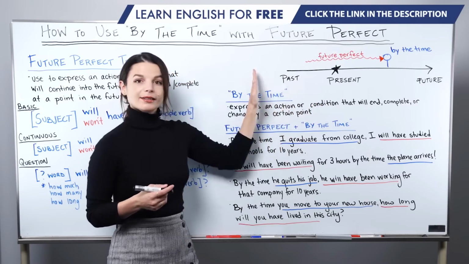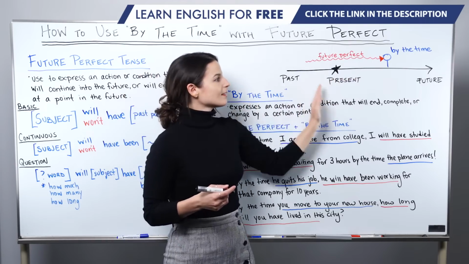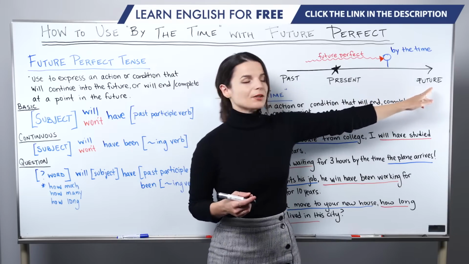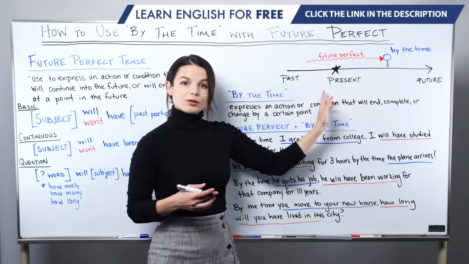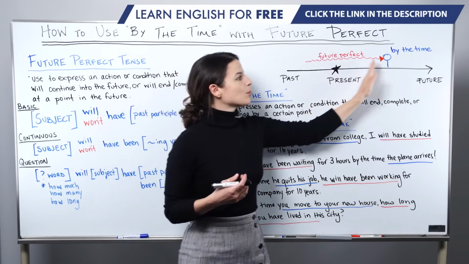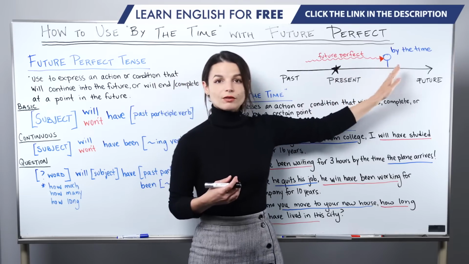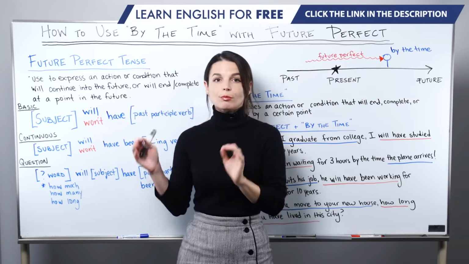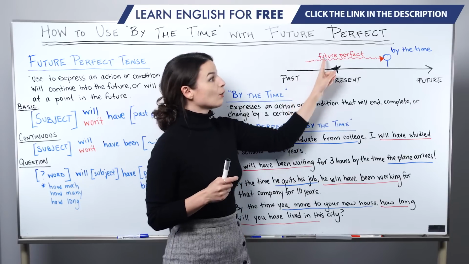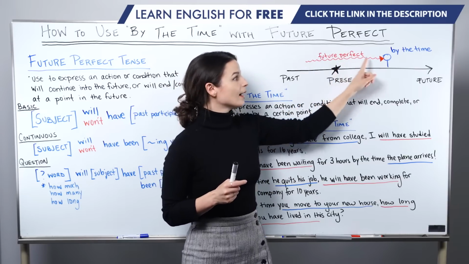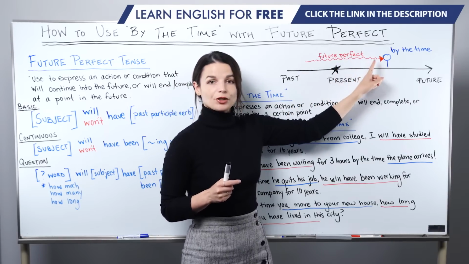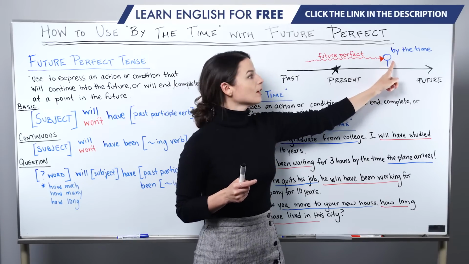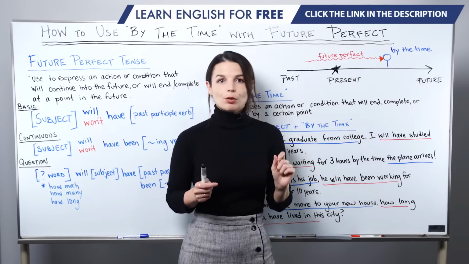So we have the past here, present is here, this star, and the future is here in this direction. So for today's grammar, we're looking at this point here. We're focusing on the future. So our first grammar point, future perfect tense, is here in red. This wavy line is the future perfect action or condition. This blue point here in the future is the by the time point.